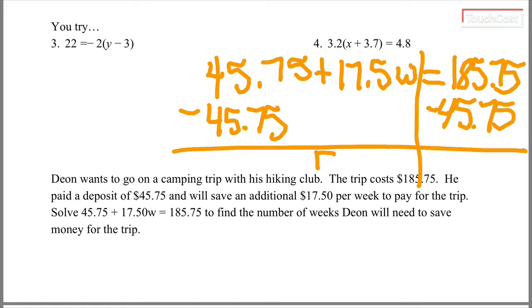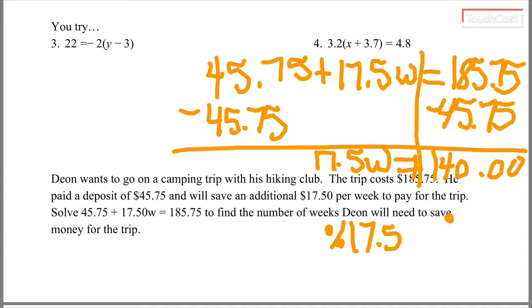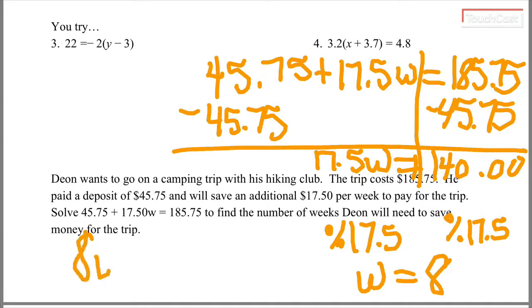Okay, that's going to leave us with 17.50W. I'm going to use my calculator. Actually, it's not that hard, right? I'm just going to subtract. Okay, 140. Okay, 17.50W. So then you're going to divide both sides by 17.50. Use your calculator when you're working with decimals, so much easier. So 140 divided by 17.50 equals 8. So W equals 8. So he has to work 8 weeks to save enough money for this trip.